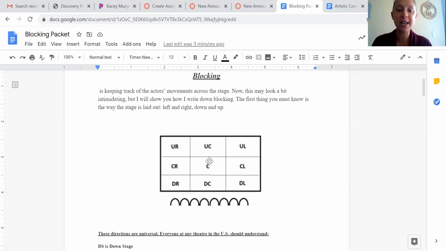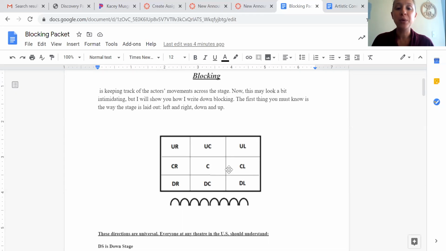So you have center stage, right smack in the middle. You have downstage, which is closest to the audience. You have downstage right, downstage left, downstage center. If you remember, if you are facing the audience and you stick your right arm out, you are pointing to stage right. Same goes for stage left. You guys know where that is.